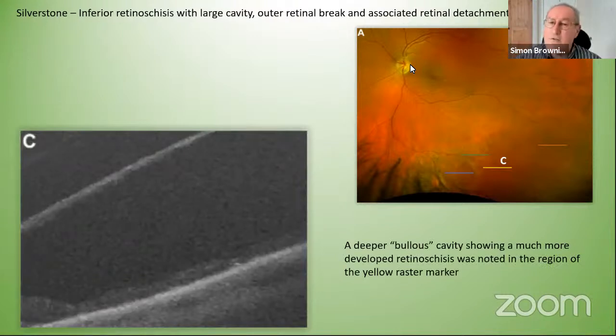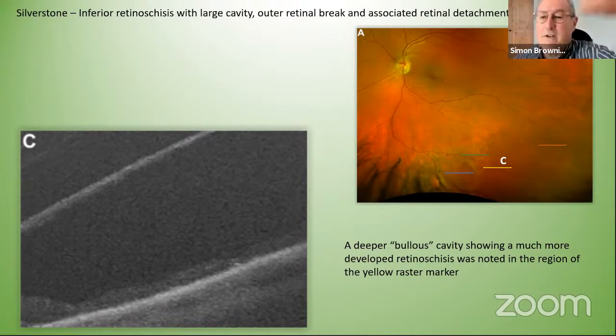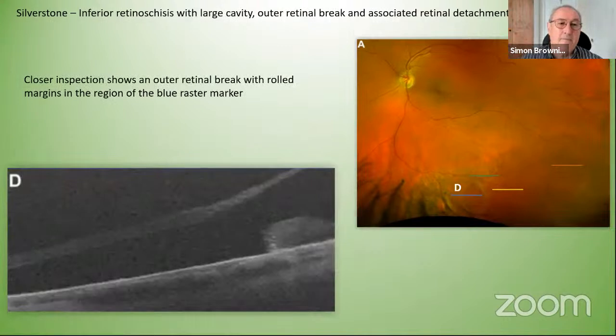If we move further across, slightly still lower temporal, but a bit nasally, we see this deep bullous cavity you get, a much more developed retinoschisis. And that was noted further along. And you can see just to the side of that, closer inspection shows the outer retinal break with sort of rolled margins around that break. So we've now got a break in the retina as well. But it would appear the retinal base is still looking sound.